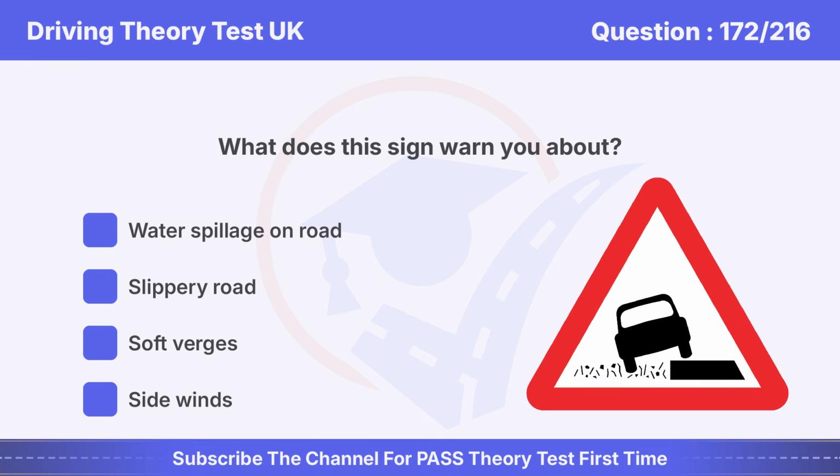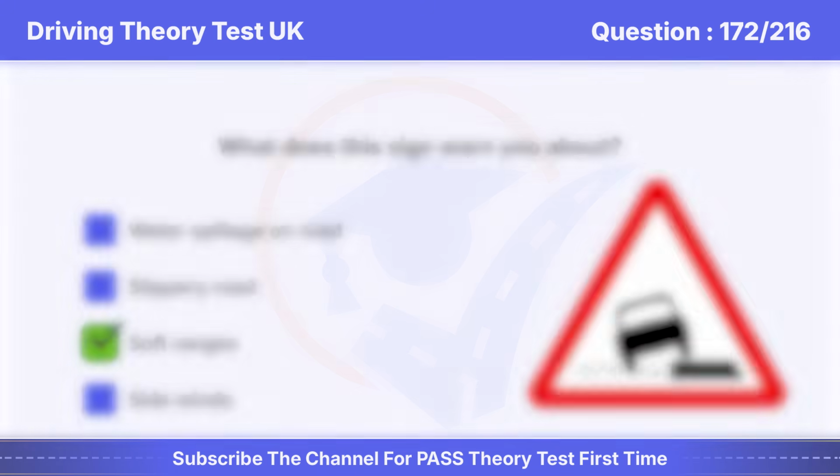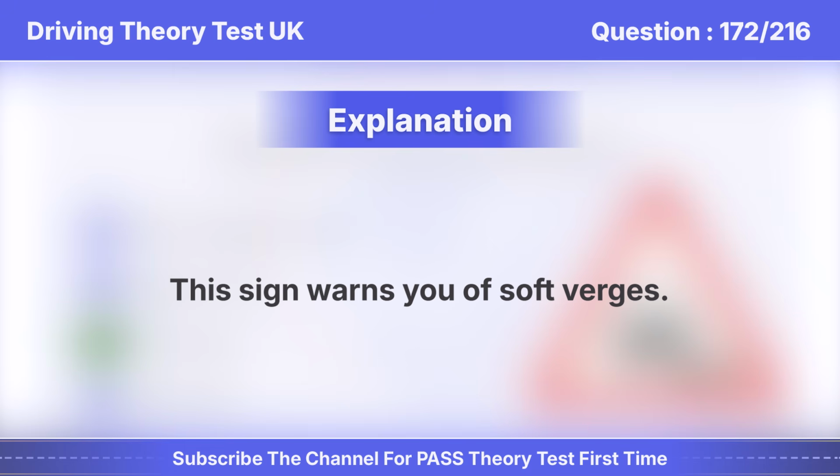Question 172. What does this sign warn you about? Answer is C. Soft verges. This sign warns you of soft verges.